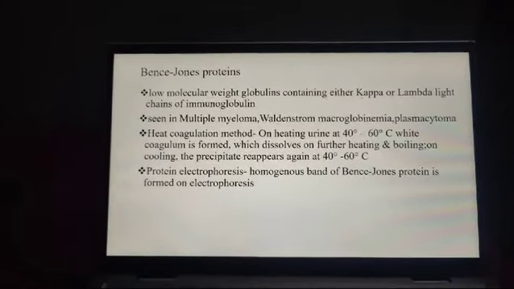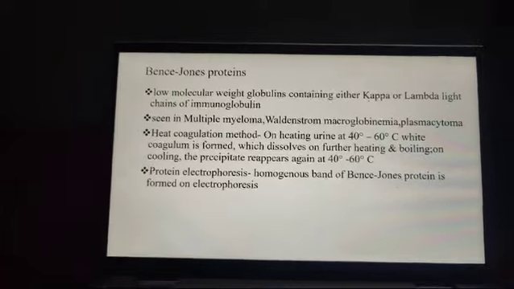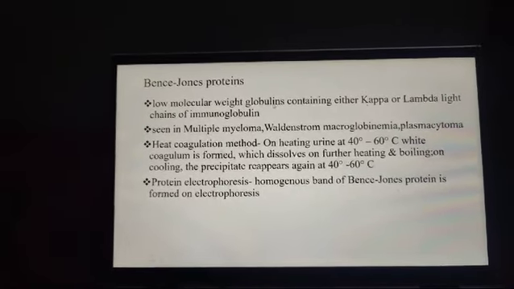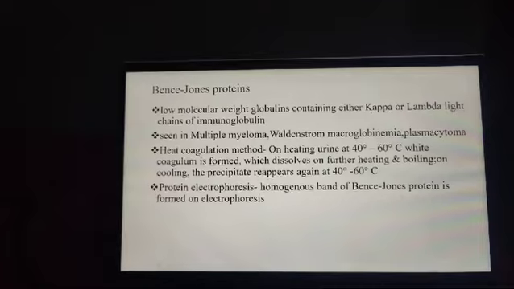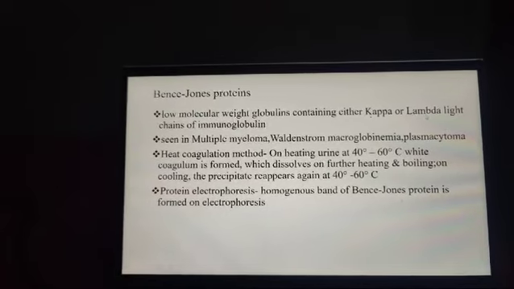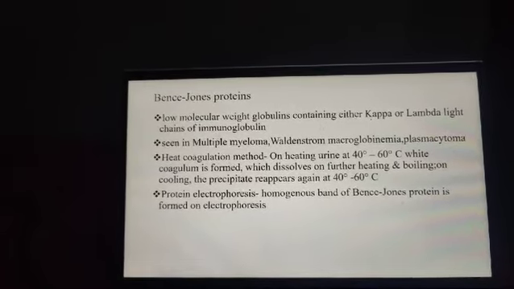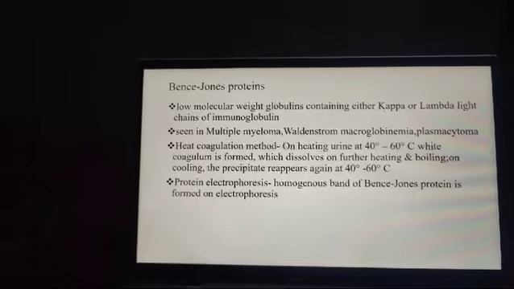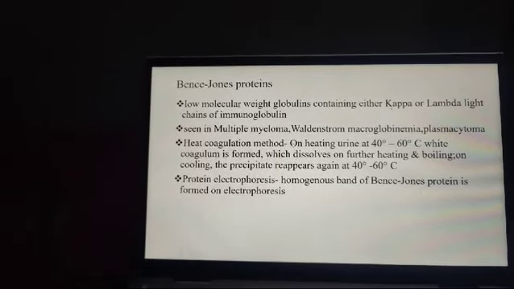Next frequently asked question is Bence Jones proteins. What are these proteins? These are the low molecular weight globulins which contain kappa or lambda light chains of immunoglobulin, usually seen in plasma cell disorders like multiple myeloma or plasmacytoma and Waldenström macroglobulinemia.